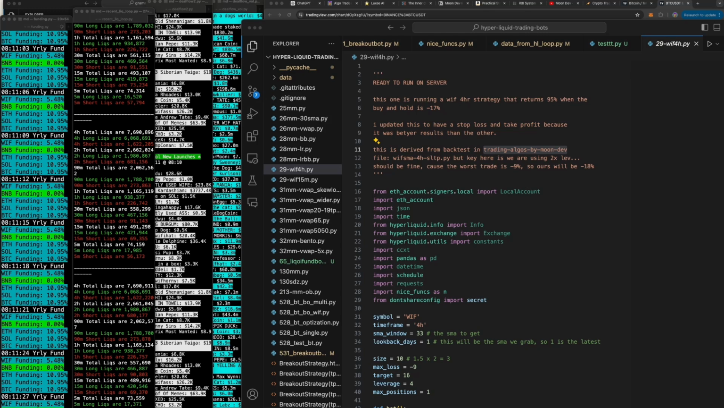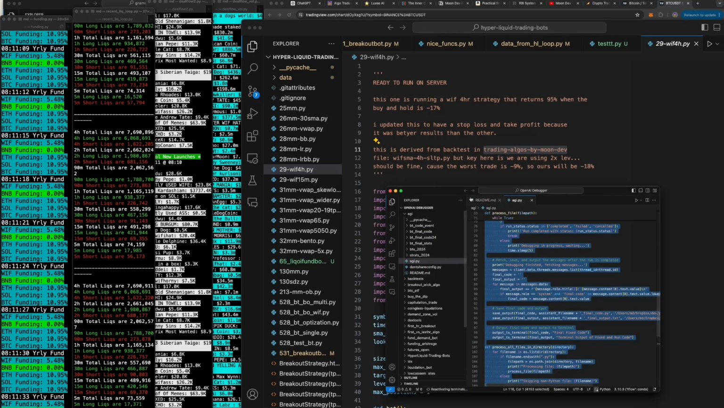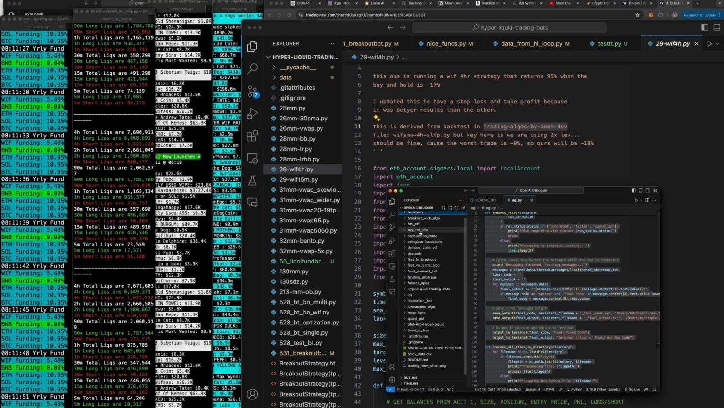Trading bots, Trading Algos by Moondev. Open in Visual Studio Code. Sick, dude. These should be the backtest with SMA 4-hour stop loss. Bro, how did I set myself up so nicely here? I don't know. That's some good notes. Notes really kill it. Wait, I can't even find it yet, but Trading Algos by Moondev, the file with SMA 4-hour breakout.